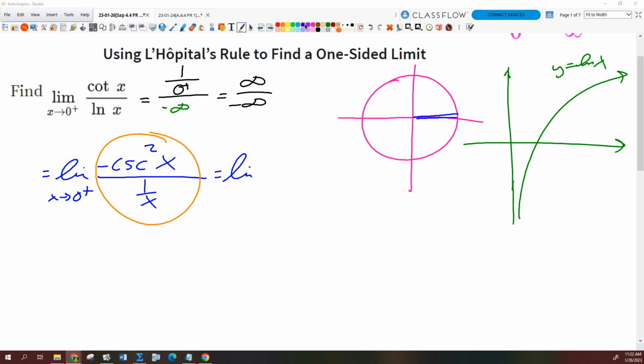Sine is going to be approaching 0, so cosecant is going to be the reciprocal of sine, so I'm going to get 1 over a really small value, so it's going to be infinite. I'm going to get infinite on the top and infinite on the bottom, and we don't care about the signs. We just know we have some infinity on the top, some infinity on the bottom. That's indeterminate. So we've got to go again.